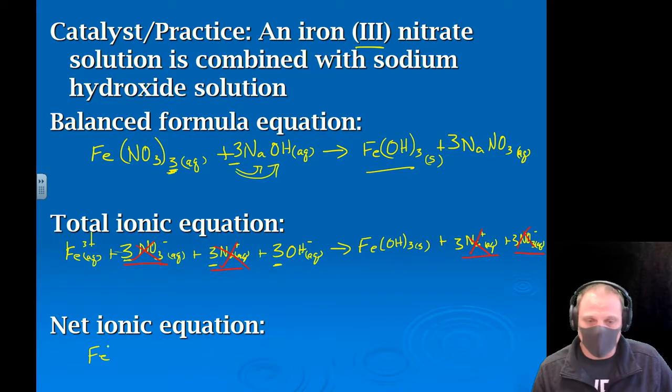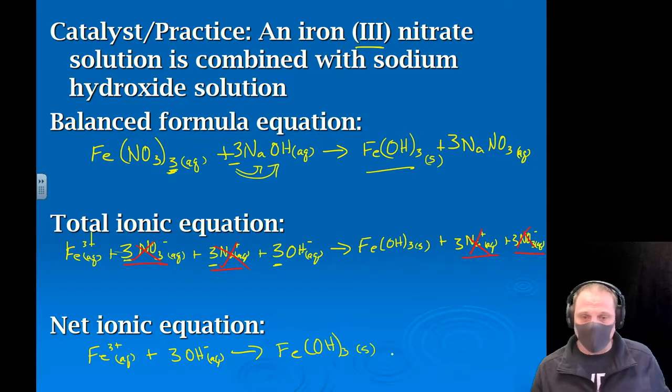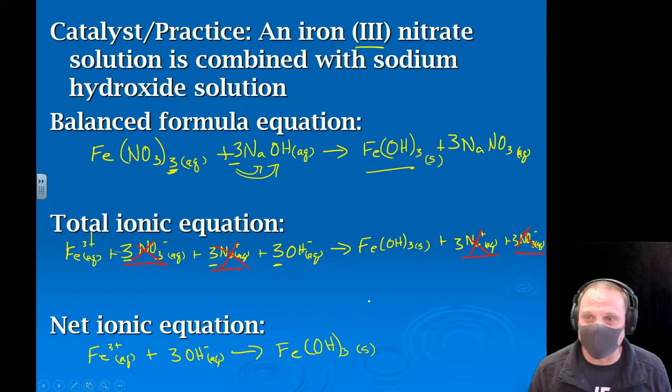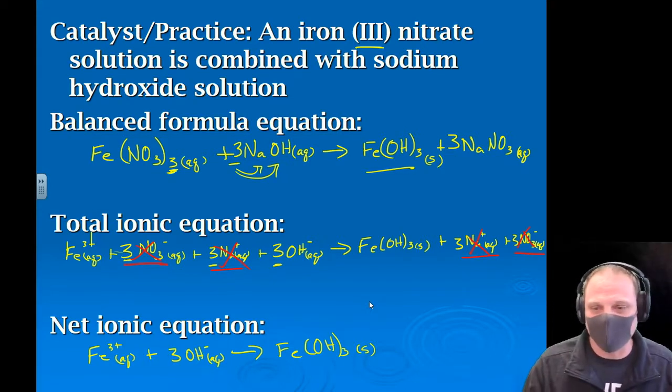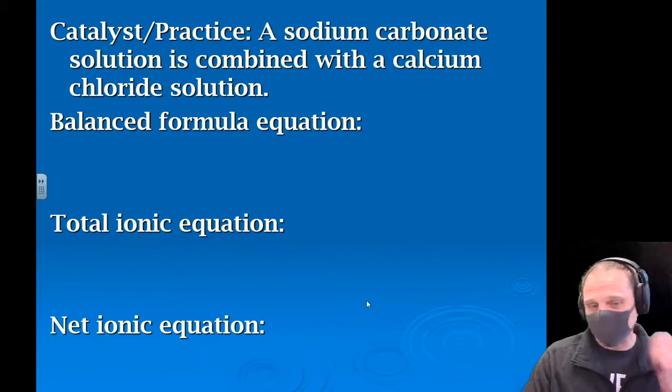Fe 3 plus AQ plus 3 OH negative AQ gives me Fe(OH)3 as a solid. All right, there, doing you a solid right there. You've got your net ionic equation, and that is how you would do that problem. So again, it's not hard, it's just detailed, a lot of detail. This is the one I want you to practice on your own.